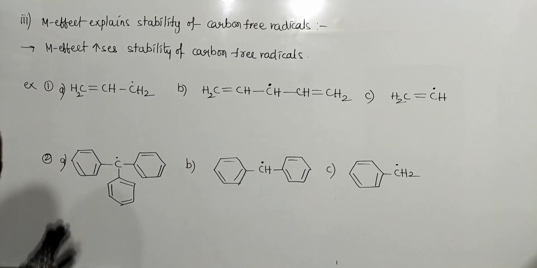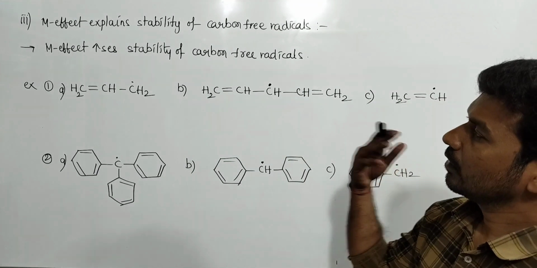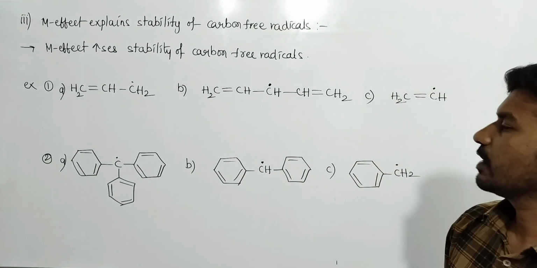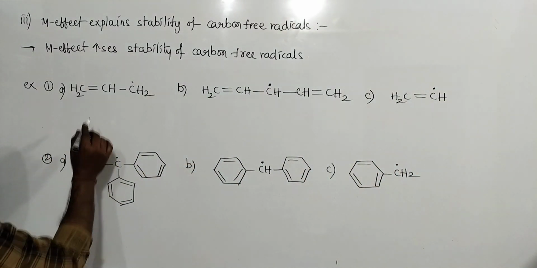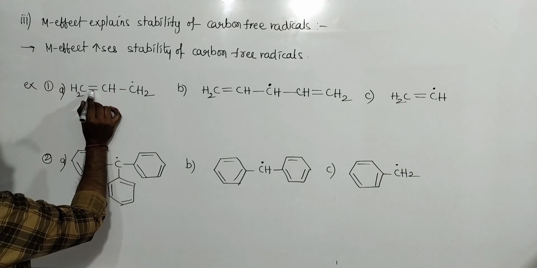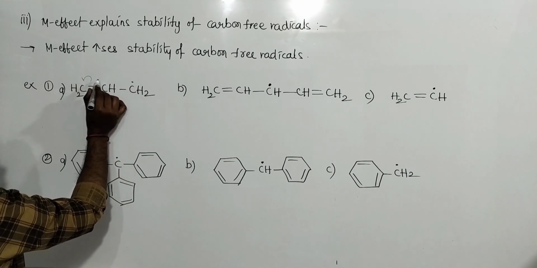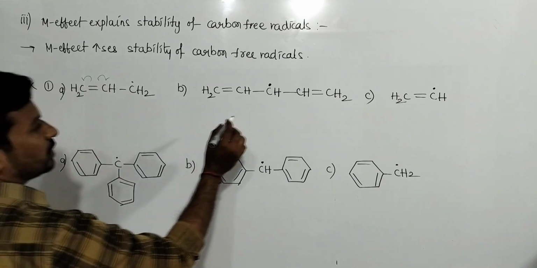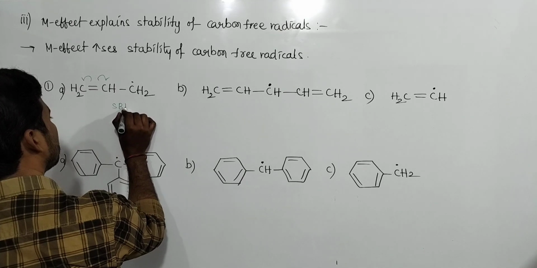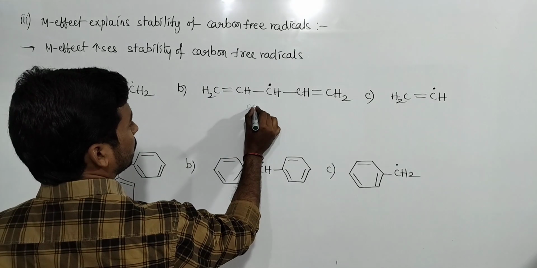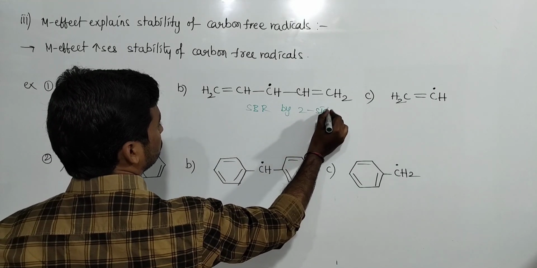Next, third application: mesomeric effect explains stability of carbon free radical. As mesomeric effect increases, stability of carbon free radical also increases. So compare example 1. Here resonance is there. Whenever a double bond and a free radical are in conjugation, homolytic bond fission takes place. Here two resonance structures are possible, stabilized by resonance. Here also stabilized by resonance from two sides.